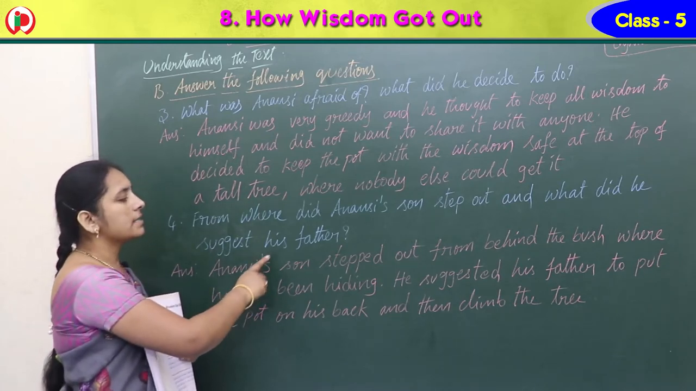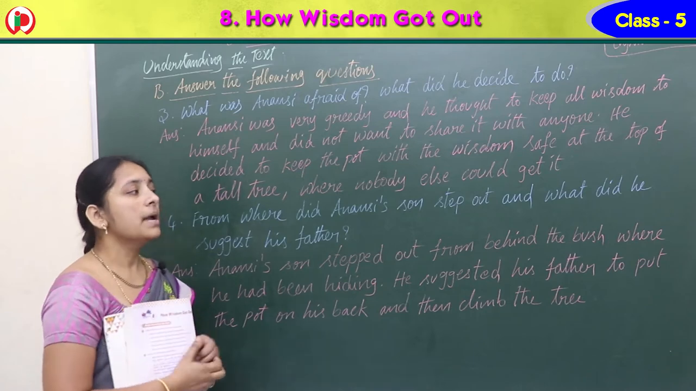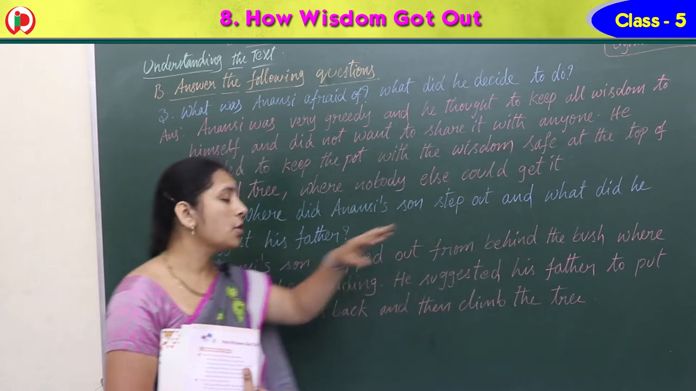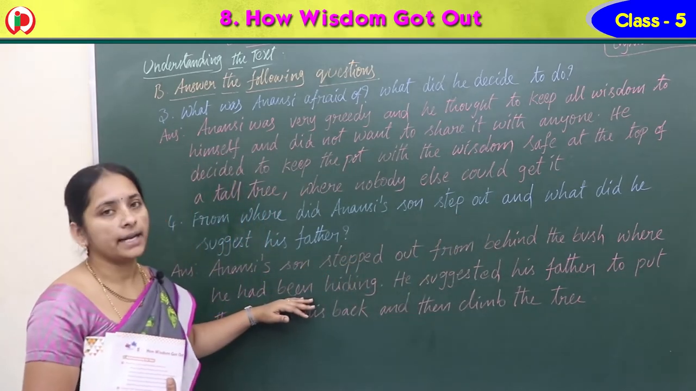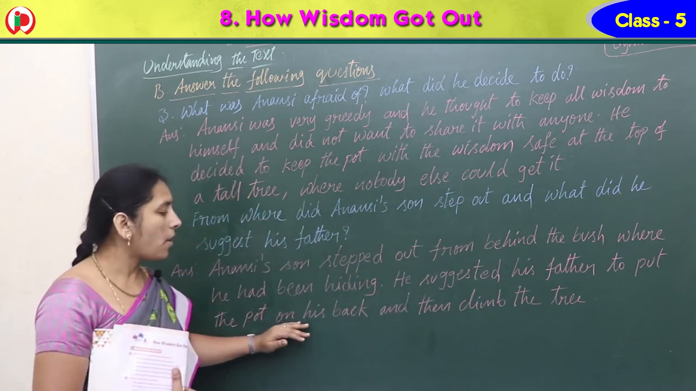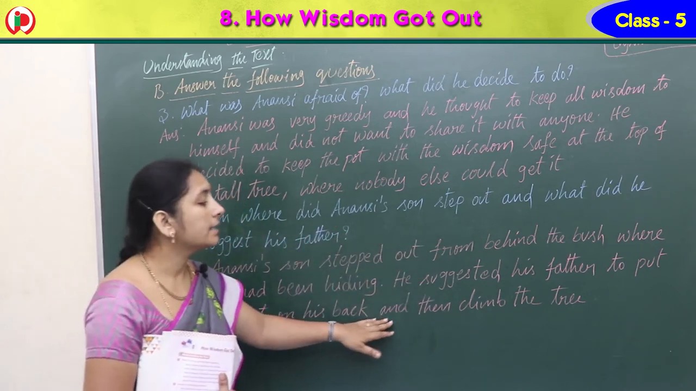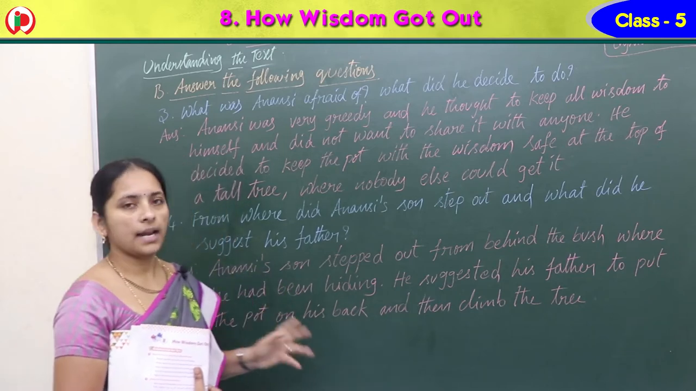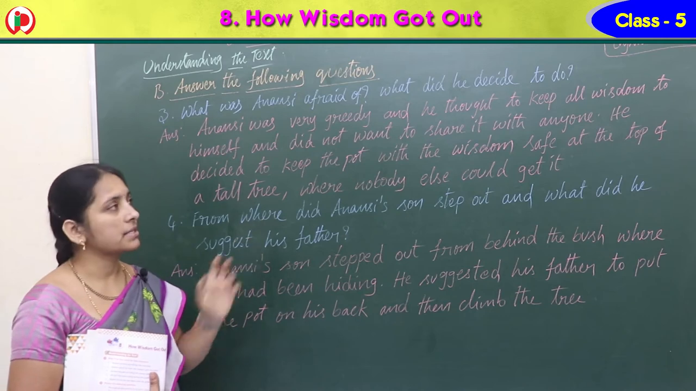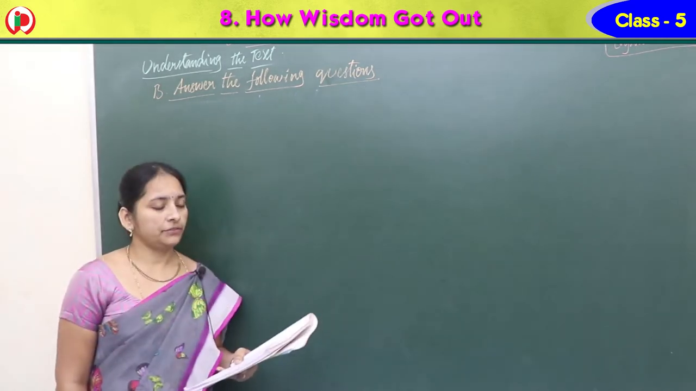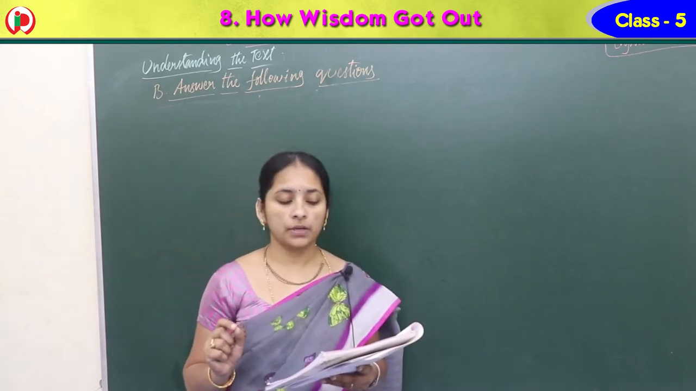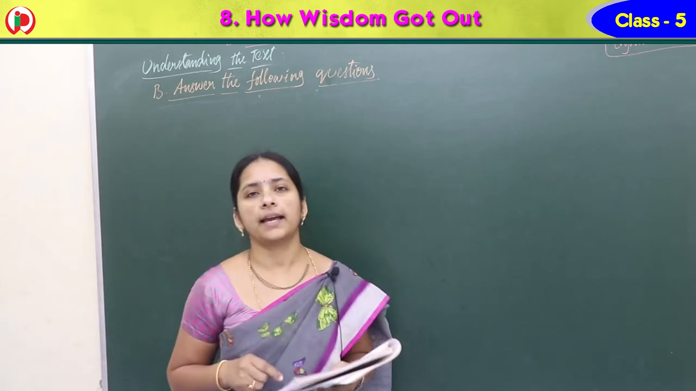Anansi's son stepped out from behind the bush where he had been hiding. And he suggested his father to put the pot on his back and then climb the tree. Okay? So write these two answers. Next we can see the fifth answer. First write this one. See the fifth question. What is the fifth question? What did Anansi do and say after he grew angry?